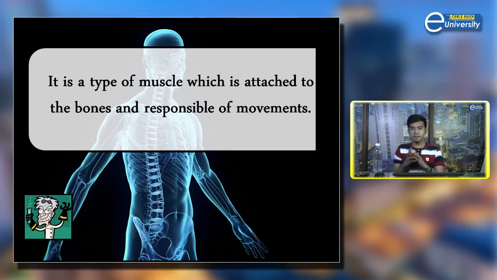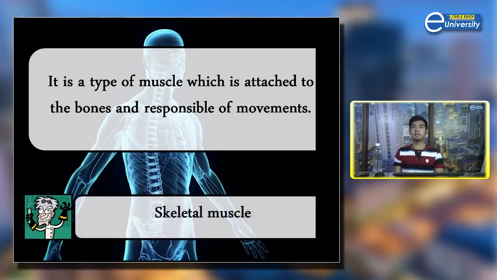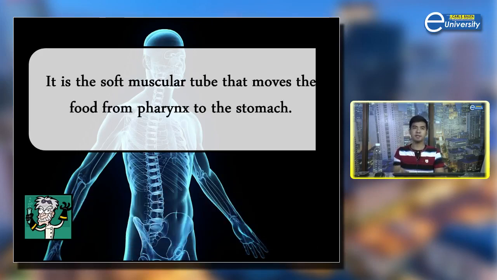Next, this question is derived from the lesson about the muscular system. It is a type of muscle which is attached to the bones and responsible for movement. It is also one of the types of muscles. It works together with the bones for locomotion. And the correct answer is skeletal muscle. Skeletal muscle is the muscle attached to the bone and responsible for the movement.